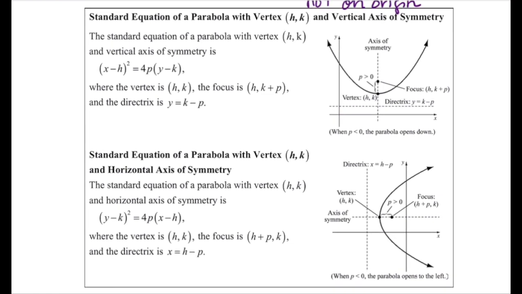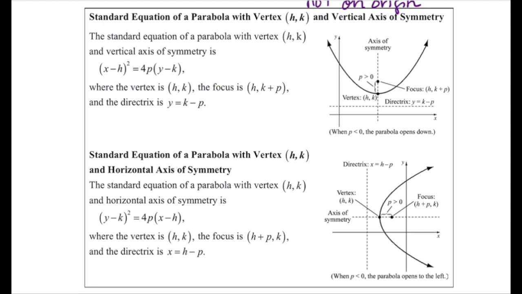We have a vertex of (h, k), whatever that vertex might be. It has a vertical axis of symmetry as listed. Where the vertex is (h, k), the focus then is h, and then our k plus our p value, and the directrix is given by y equals our k value minus our p value.